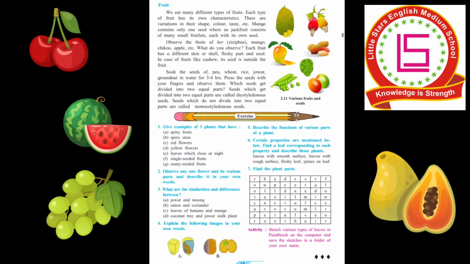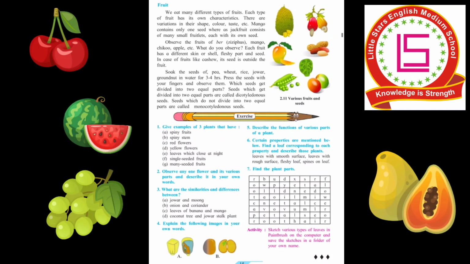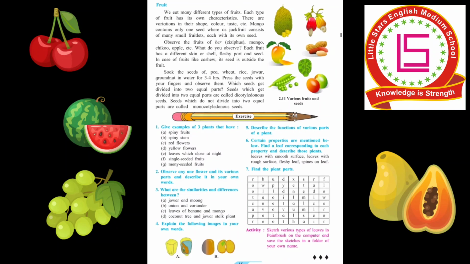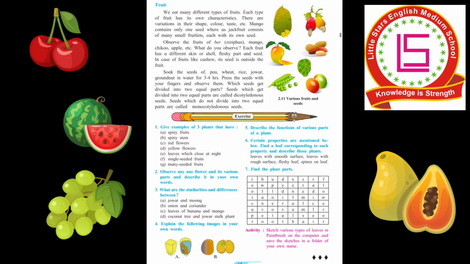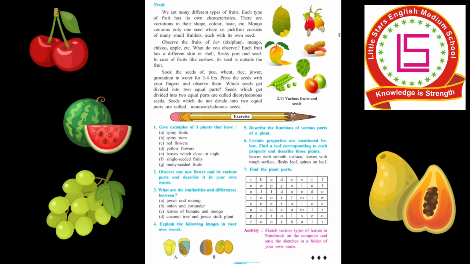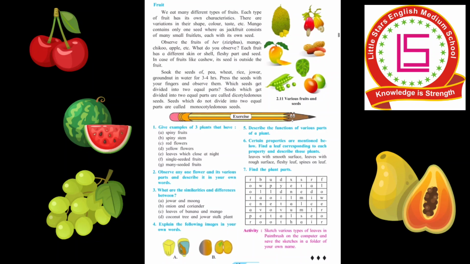Okay. Now we'll see, when you soak the seeds of pea, wheat, rice, jowar or groundnut in water for 3 to 4 hours, and after soaking, when you press the seeds with your fingers, what you can observe is that some seeds get divided in two equal parts. Seeds which get divided into two equal parts are called dicotyledon seeds. And seeds which do not divide into two equal parts are called monocotyledon seeds.